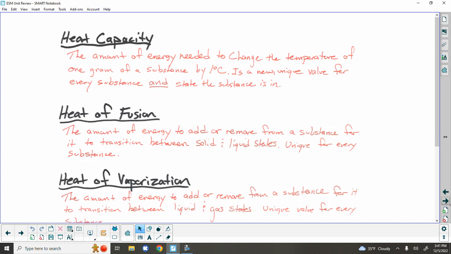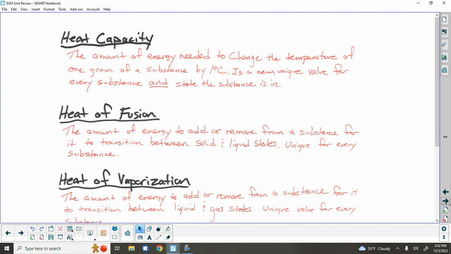Heat of fusion, the amount of energy to add or remove from a substance for it to transition between solid and liquid states. And again, that is a unique value for every substance. Different substances, the particles have different forces of attraction between them. And so it's going to take differing amounts of energy. So that's a known value for different substances, but remember it is unique for each substance.